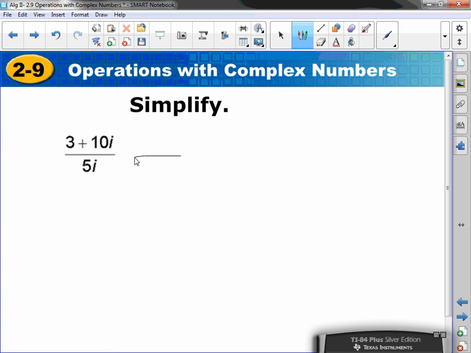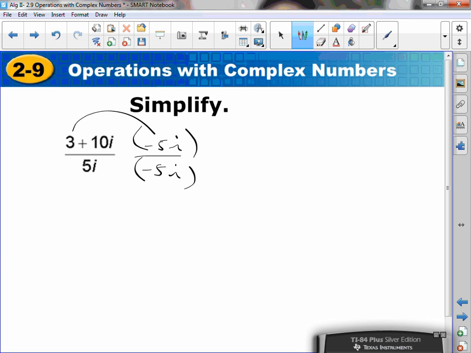If you remember from a couple sections ago, what's the conjugate of 5i? Negative 5i. It's always the opposite of the imaginary number. What's negative 5i over negative 5i? 1. So I'm really just multiplying the problem by 1. And multiplying something by 1 doesn't change it. The only thing I'm doing is changing the way it looks. So I'm going to multiply the top by negative 5i and the bottom by negative 5i.